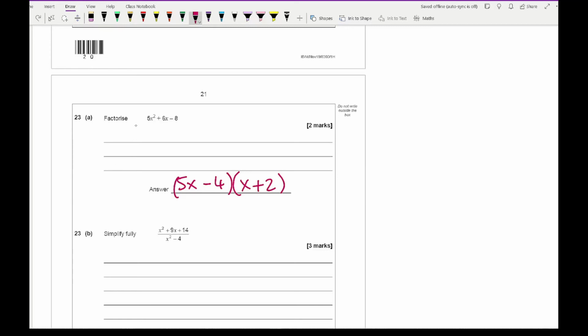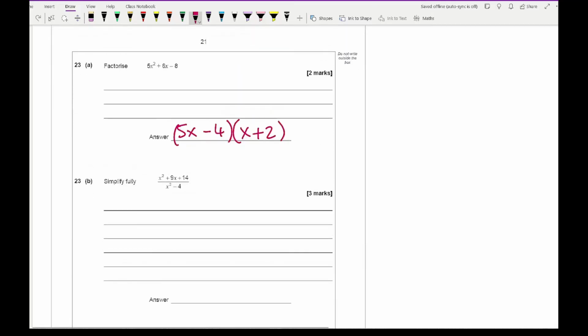If you're not sure about how to factorise quadratics when the coefficient of x squared is greater than 1, then I have got a video and I'll put that in there. For question 23b, it says simplify fully. So what we need to do is factorise both the top and the bottom.